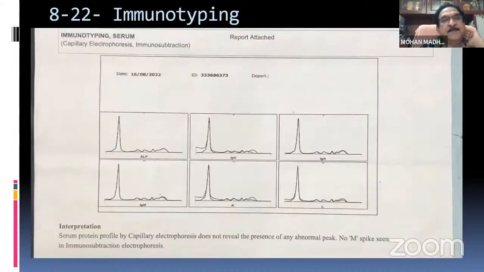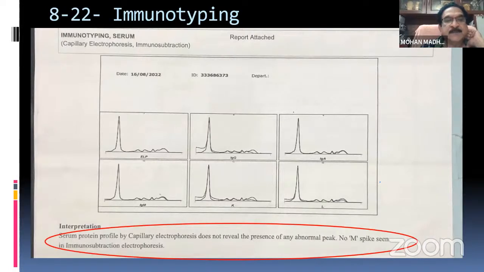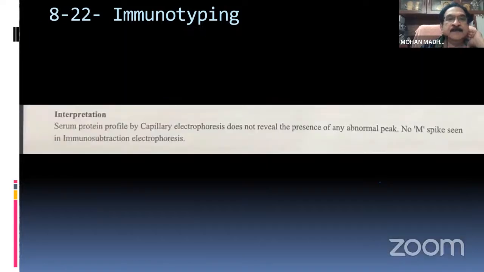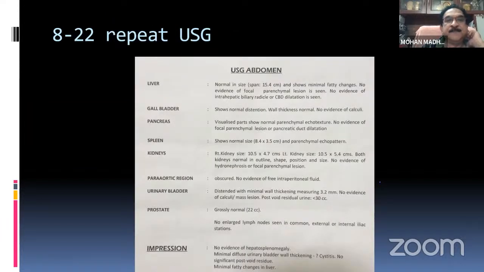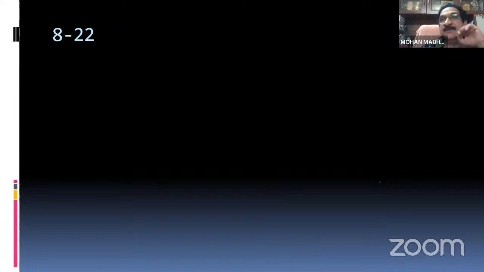They did an M band, immunotyping was done, looking for the IgM band. There was no M spike seen in the immunoelectrophoresis. So the serum protein profile by capillary electrophoresis does not reveal the presence of an abnormal peak. No M spike is seen in immunoelectrophoresis. So in August 22, a repeat abdominal ultrasound was done, which did not reveal any organomegaly.